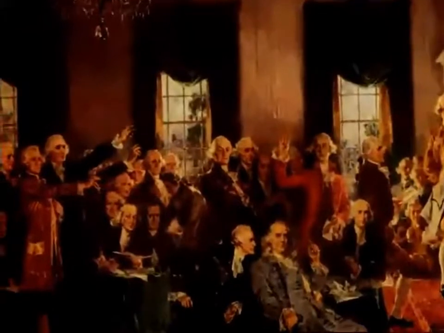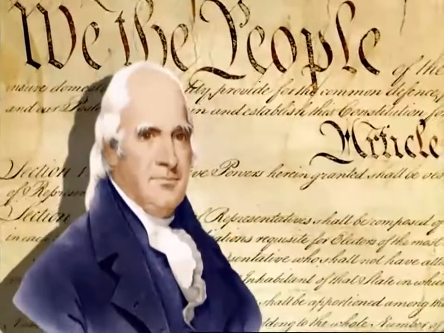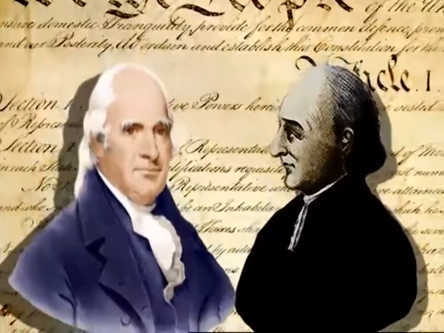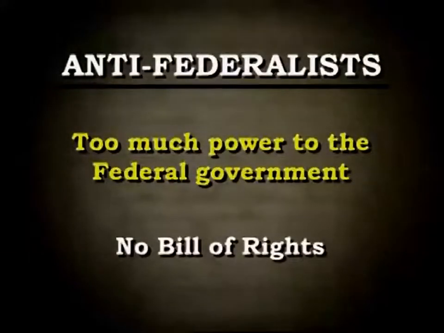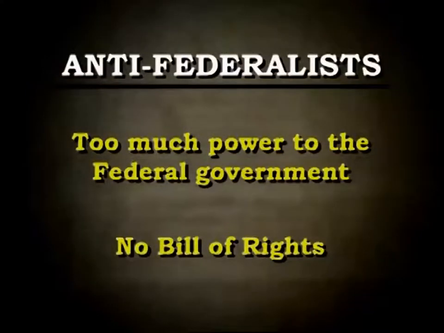There were strong opinions on both sides of the ratification issue. Those who opposed it were called Anti-Federalists. Their leading voices included George Clinton, the governor of New York, and Robert Yates, a convention delegate, also from New York. They believed the Constitution gave too much power to the federal government. They also criticized the absence of a Bill of Rights guaranteeing individual liberties such as freedom of speech.